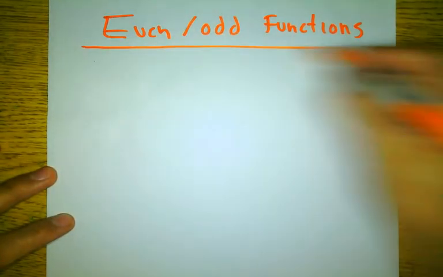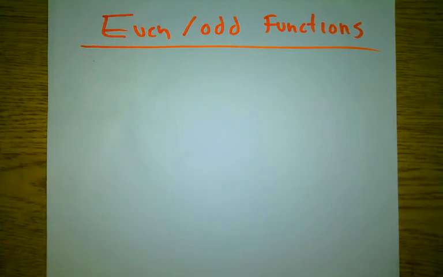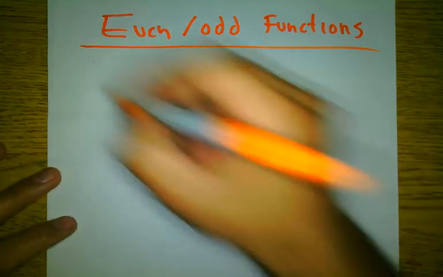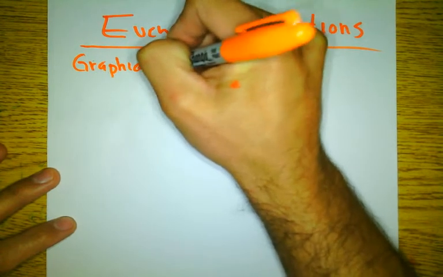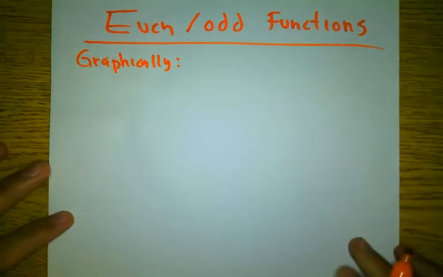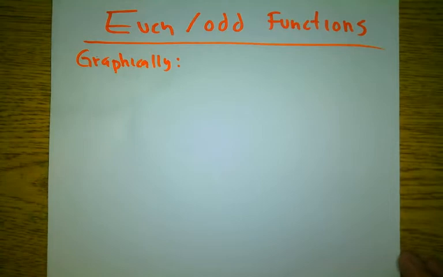So we'll start out with the graphically because it's a lot easier to determine even or odd when you have a graph. So graphically, does anyone remember how can you look at a graph and automatically know whether it's even or odd?